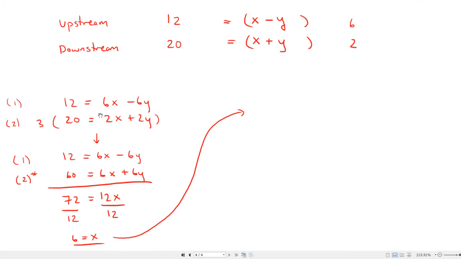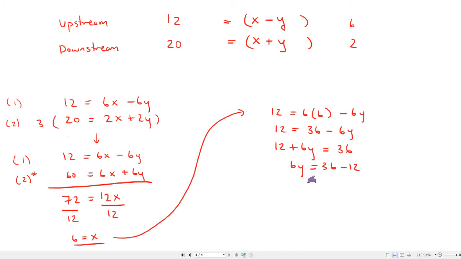Well, you can plug that into either of these equations, right? So we could plug it into the first equation there, and we would have 12 is equal to 6 times 6 minus 6y. So 12 is equal to 36 minus 6y. And we could add the 6y over here. And then we could subtract the 12 over here. And so we have 6y is equal to 24. So then divide by 6. And we have y is equal to 4.